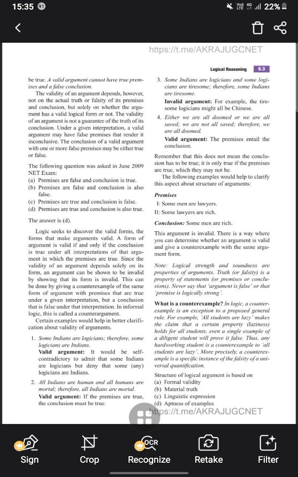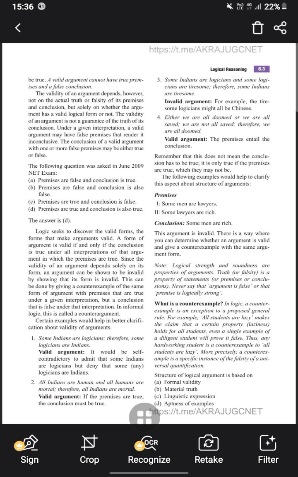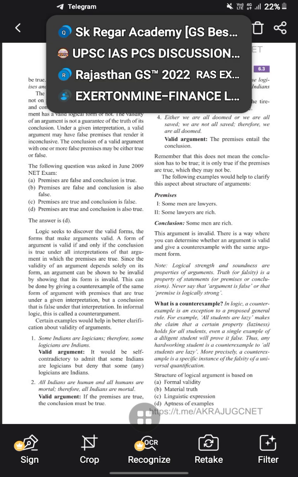So the following example would help to clarify the aspect. Some men are lawyers, some lawyers are rich. Conclusion, some men are rich. Okay. So this argument is invalid. There is a way where you can determine whether an argument is valid and give a counter example with the same argument. Logical strength and soundness are properties of argument. Truth is a property of the statement. Never say that that argument is false or that premise is logically strong.